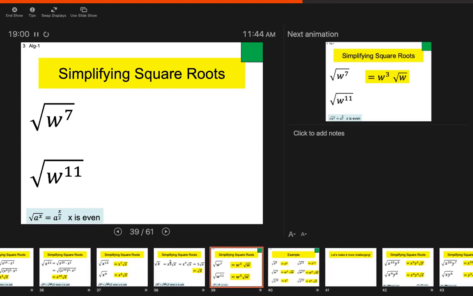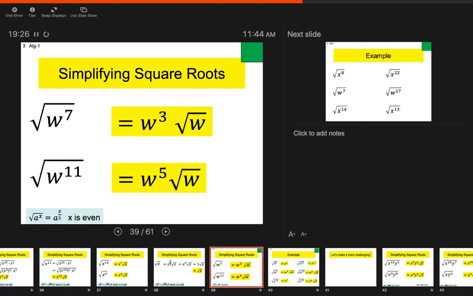All right. One more time. Step number 1 is you figure out if the power is odd or even. 7 is odd. If it's even, you take half, done with it. If it is odd, you subtract 1. 7 minus 1 is 6. Half of 6 is 3. So 3 on the outside, W on the inside. 11 is odd. 11 minus 1 is 10. Half of 10 is 5. 5 on the outside, W on the inside.